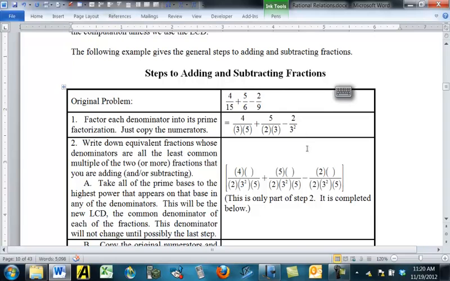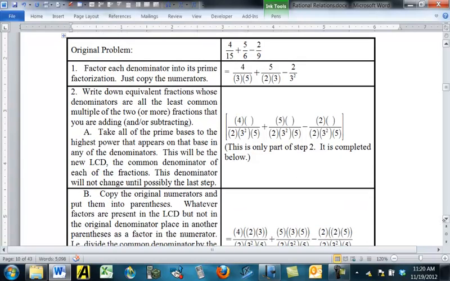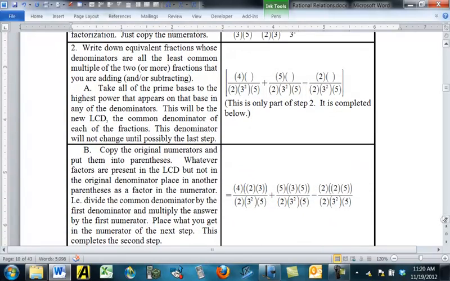Same way here. We have both the 3's. We need the 2 and the 5 down here. So we need the 2 and the 5 in there. And that's the next step, to go ahead and put those in, the completion of the step we're on. Now go ahead and multiply out the top.